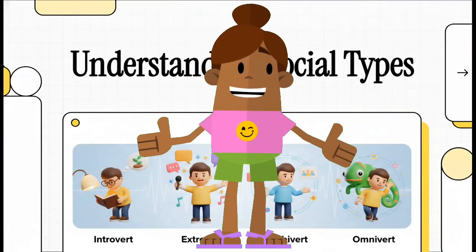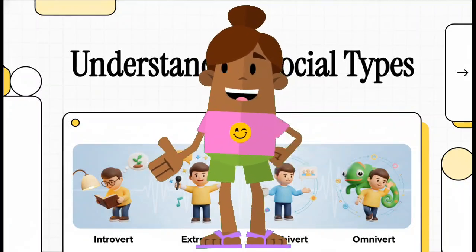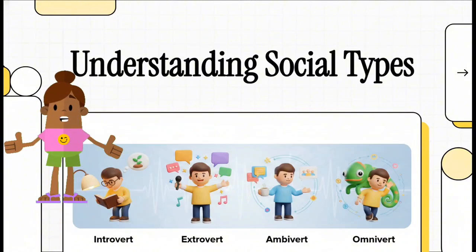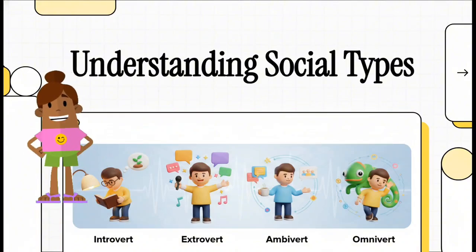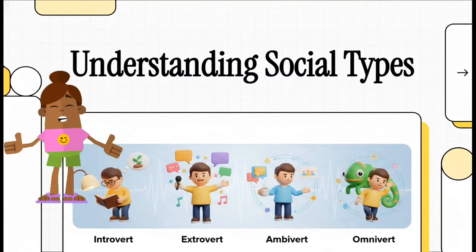Today, we're unpacking the truly fascinating world of social personality types. We're going to break down the distinct differences between four major ones: introverts, extroverts, ambiverts, and omniverts. And hey, by the end of this explainer, you might just understand yourself and your friends a whole lot better.